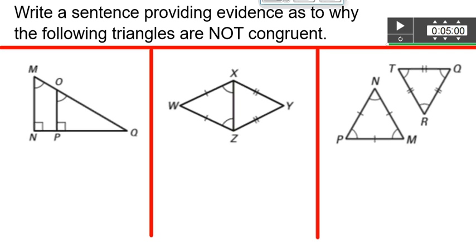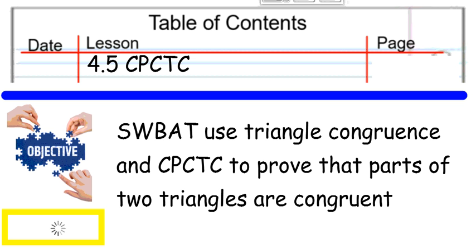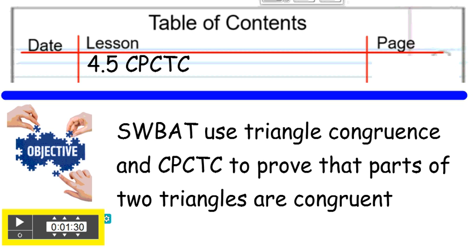All right, today's lesson is 4.5. This is your bell work, so I want you to write a short sentence providing evidence as to why the following triangles are not congruent. So when you're done, come on back for the lesson. All right, for your table of contents, go ahead and write that down, and then come on back when you're finished.